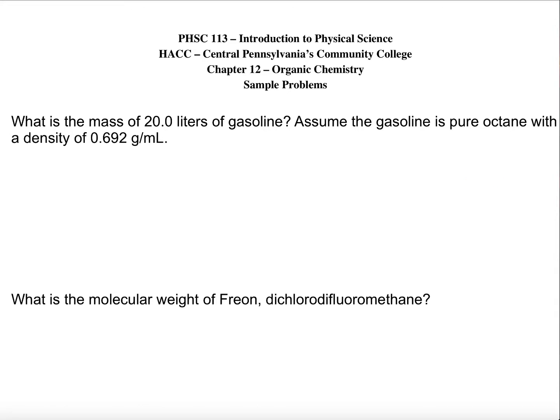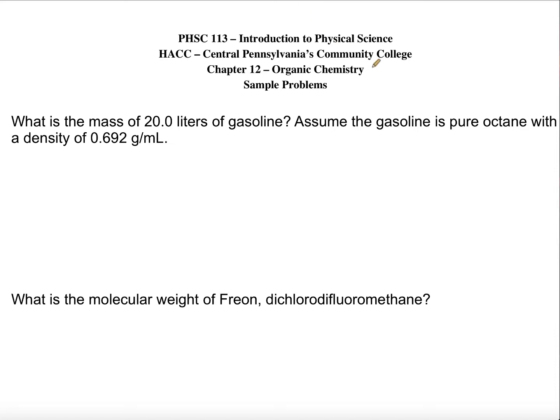In this video, we will work through the sample problems for Chapter 12 in our textbook on organic chemistry. So let's go ahead and get started. Our first problem is a calculation problem, and it asks you what is the mass of 20.0 liters of gasoline, and then tells you to assume that the gasoline is pure octane with a density of 0.692 grams per milliliter.